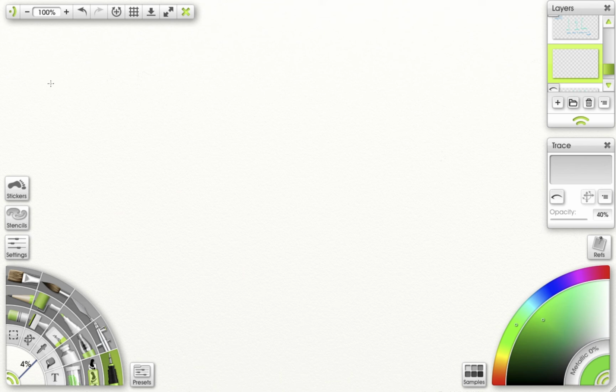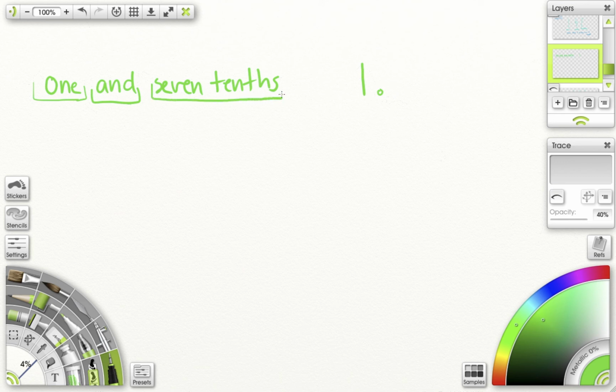Okay? So we have 1 and 7/10. If we were putting this into a decimal number form, we first look at our first number here, which is 1. So I write down 1. The "and" here basically means decimal. Okay? And then we are left with 7/10.